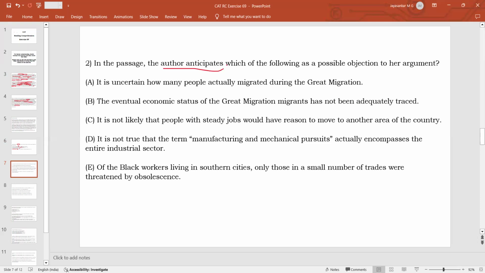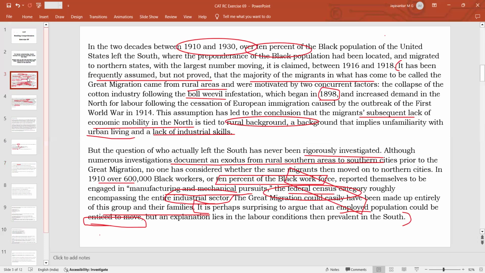What will happen when the author anticipates an objection, or understands that there will be an objection? She will try to address that objection, right? So what is the possible objection that she is trying to address? Very clearly, it is given in the last line of the second para.